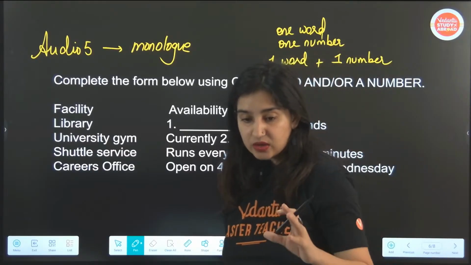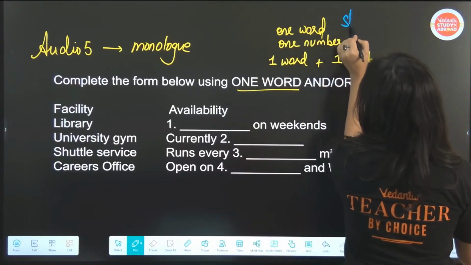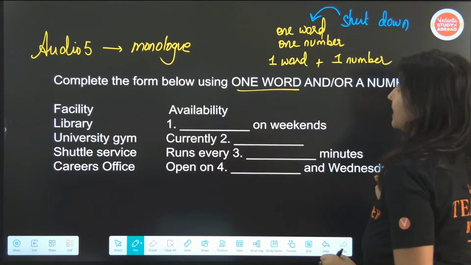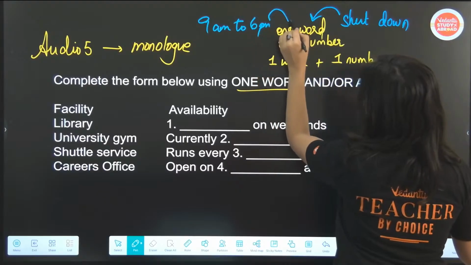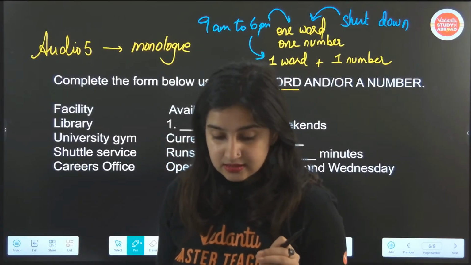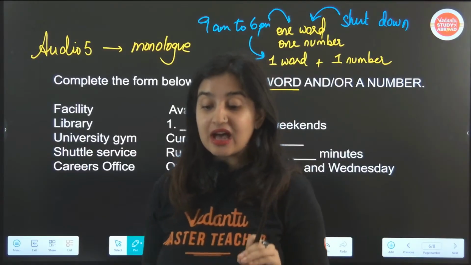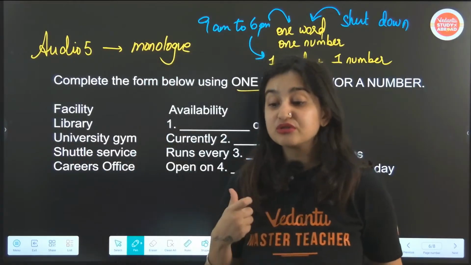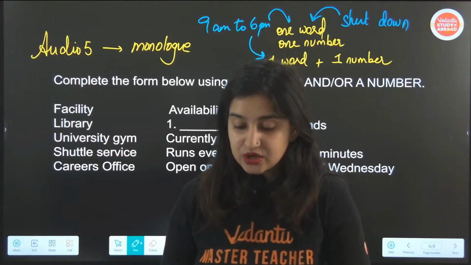So first, I will acknowledge the correct answers. Is shut down one word? Is 9 a.m. to 6 p.m. one word or one number? Can you use these? Are you following the instructions? Here again, you have fallen for a trap, which is not following the instructions. When the instructions have put a restriction on your answer, you need to make sure that you are answering accordingly.